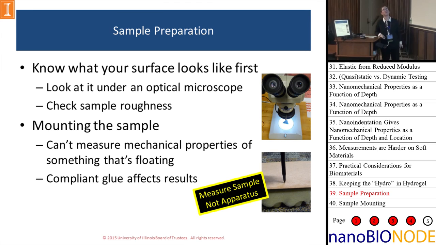For sample preparation, my first advice is know what your sample looks like on a larger scale so you can figure out whether you're likely to get decent results or whether you need to do some more preparation at the beginning again. And when you're mounting the sample, be careful to stick it down in a good way. You can't just sit your sample in some fluid and hope it doesn't float.